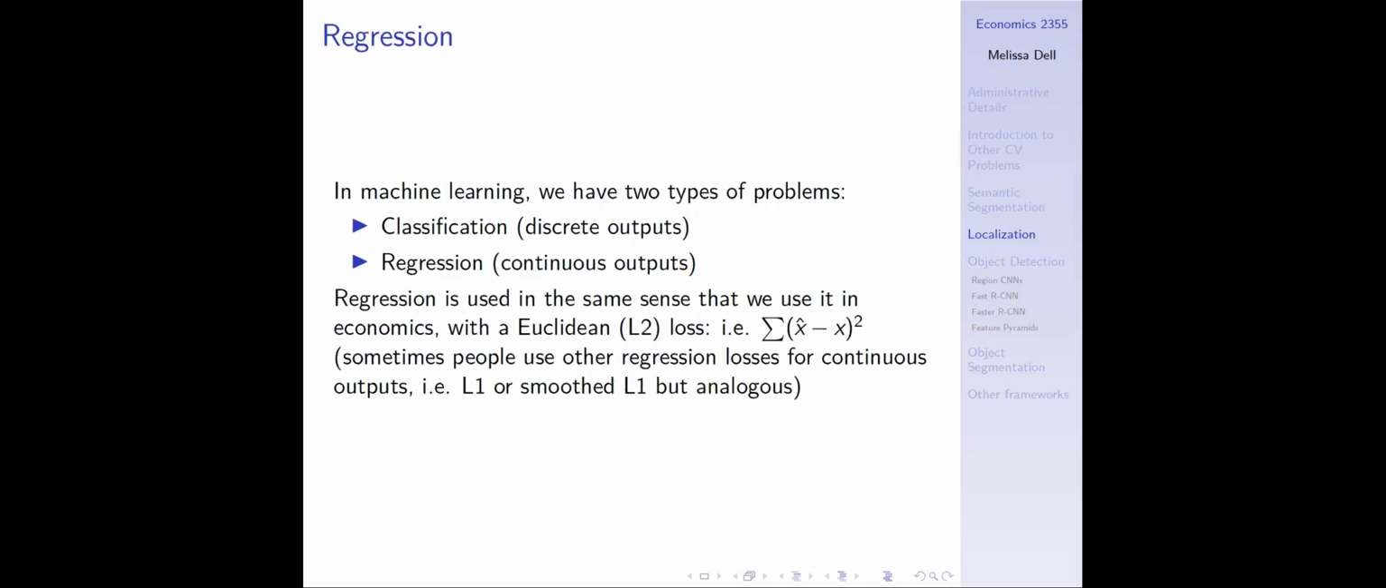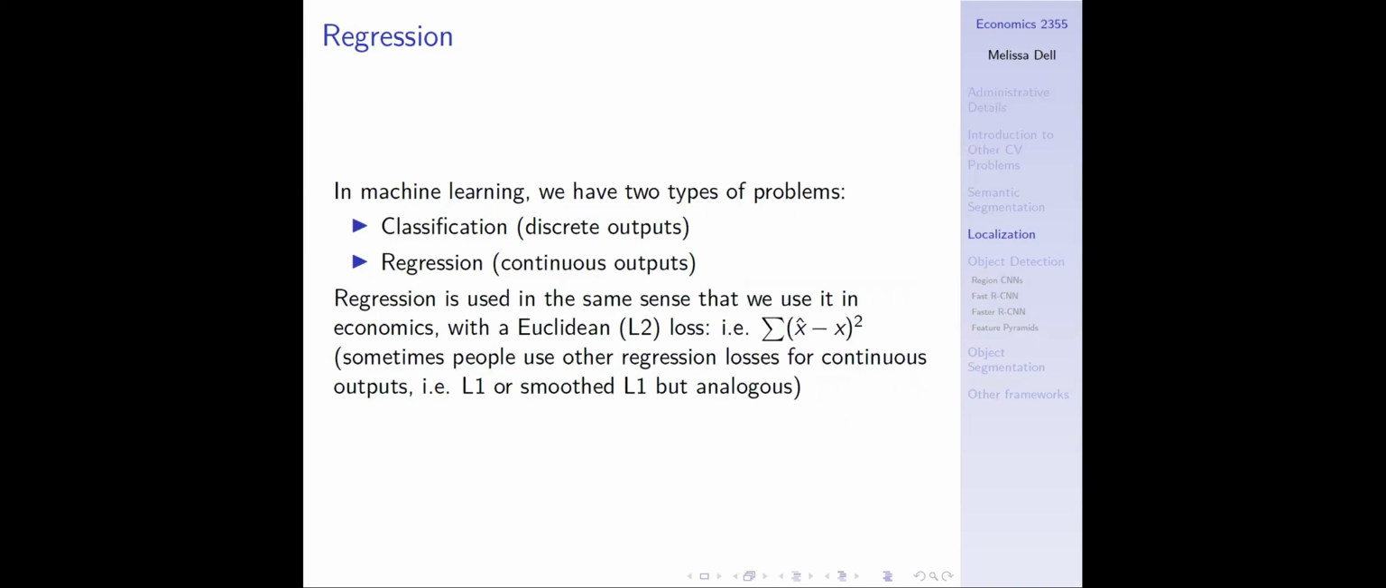And in order to explain how we do that, it's important to understand that generally speaking in machine learning, we have 2 types of problems. We have a classification problem that has discrete outputs, and that's what we've been talking about so far. Is it a cat, a dog, a car, a train, etc.? And then we have a regression problem, which has continuous outputs. And that's what this bounding box problem is. It has coordinates and they're continuous.